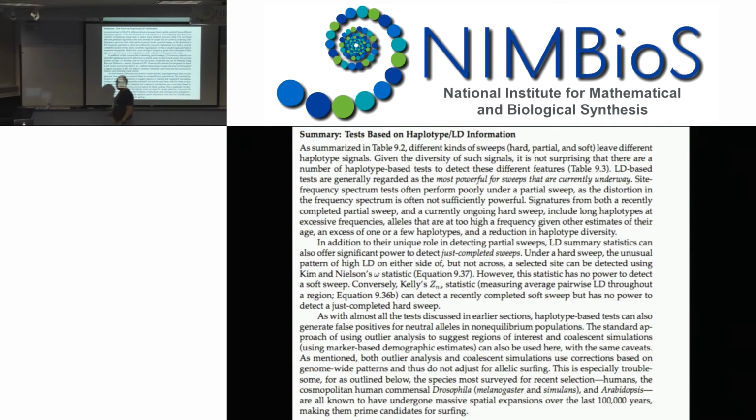And so the bottom line is always, which test should I use? And there's no answer to that, because everyone's asking different questions. If you think you've got soft sweeps or ongoing selection, you've kind of caught it in the middle, haplotype tests are best. If you think a sweep has just been completed, then something like the E test, the site frequency test, may be fairly powerful.